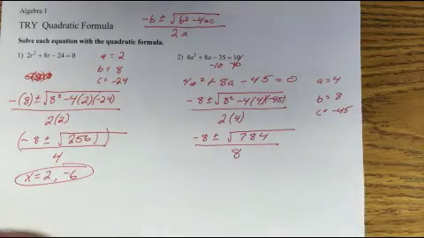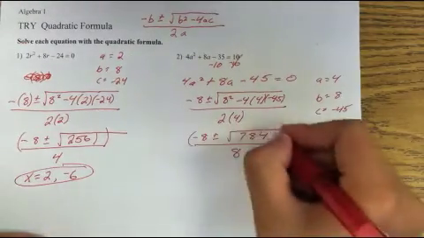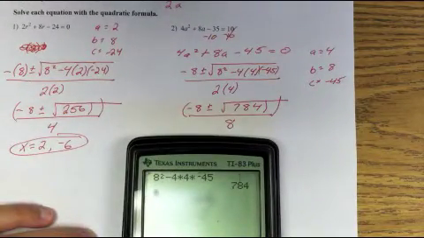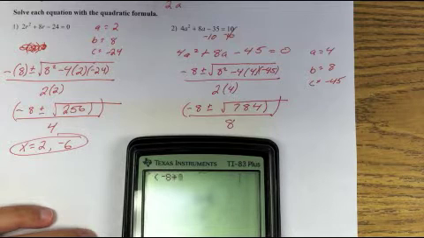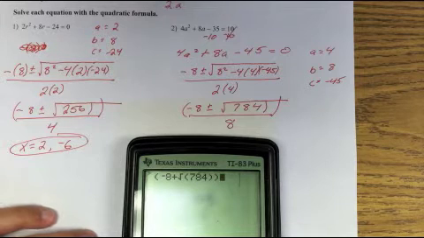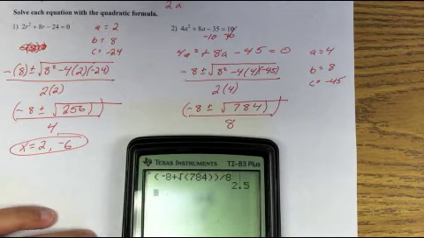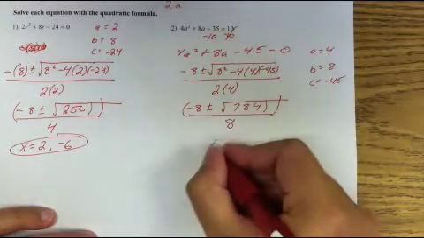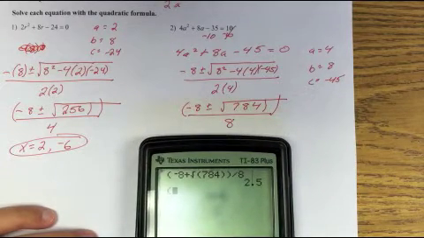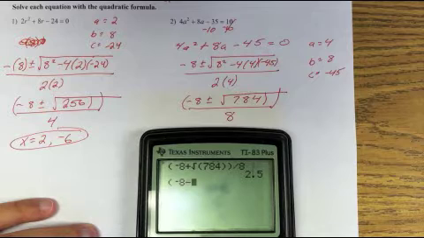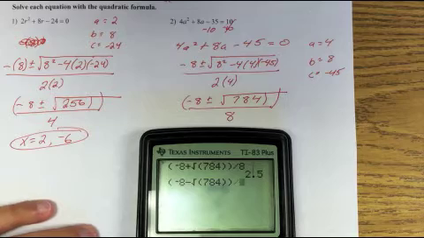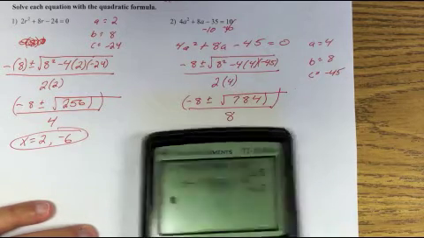divided by 8. I like to tell the calculator to do the top first, remember? And now I start plugging again into my calculator. So open parentheses, negative 8 plus the square root of 784, double close, divided by 8. I get 2.5. And one more time, open parentheses, negative 8 minus the square root of 784, double parentheses, divided by 8. I get negative 4.5.